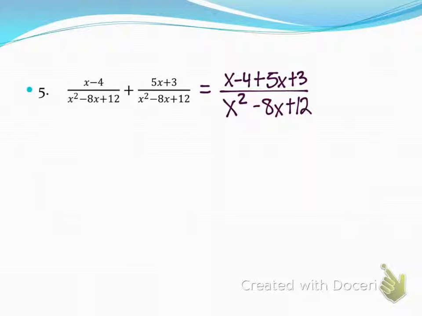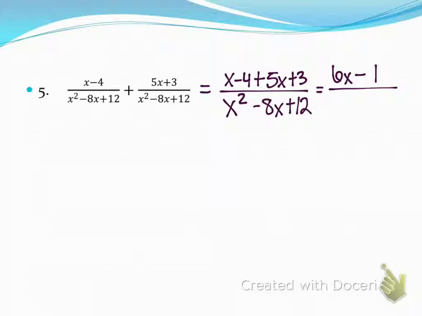So what do I want to do in my numerator? I'm not ready to factor my numerator. Numerator's the top. What am I wanting to do in my top part for my next step? Combine like terms. X plus 5x, 6x. Negative 4 plus 3, negative 1. In my denominator, what do I want to do?